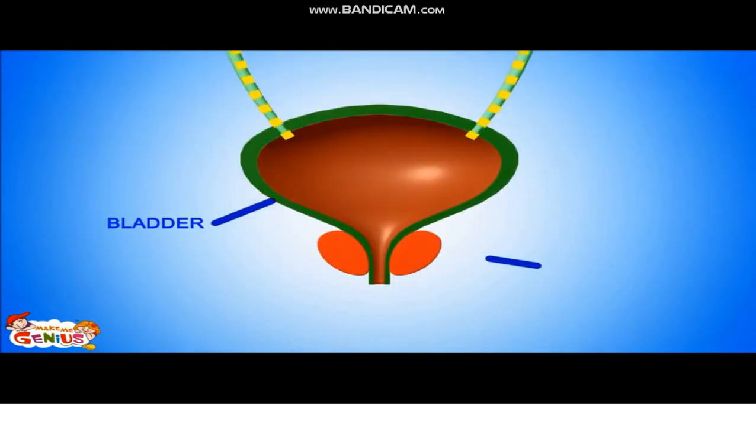There is a muscle lining around the bladder called the sphincter. It stops and holds the flow of urine until you reach the washroom.